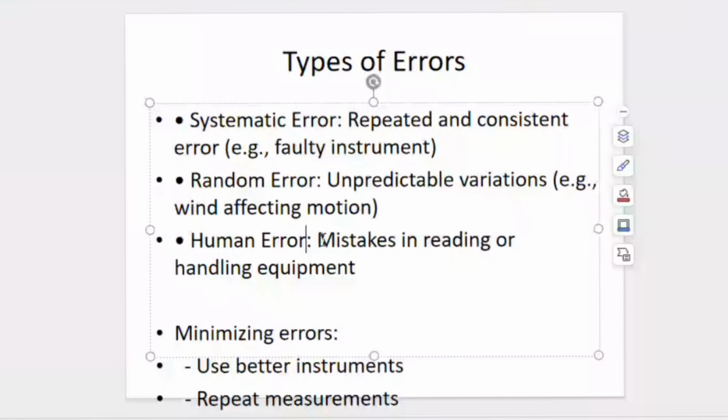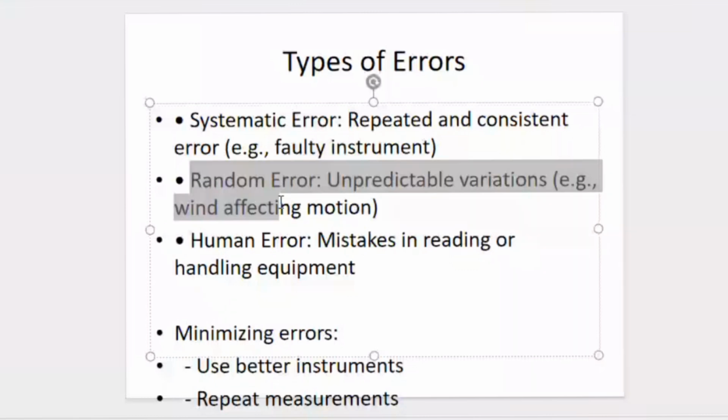So these are the 3 types of error that you have: errors caused by the instrument, errors caused by the environment, and errors caused by the human carrying out the experiment. So these are grouped as systematic errors, random errors, and human error.